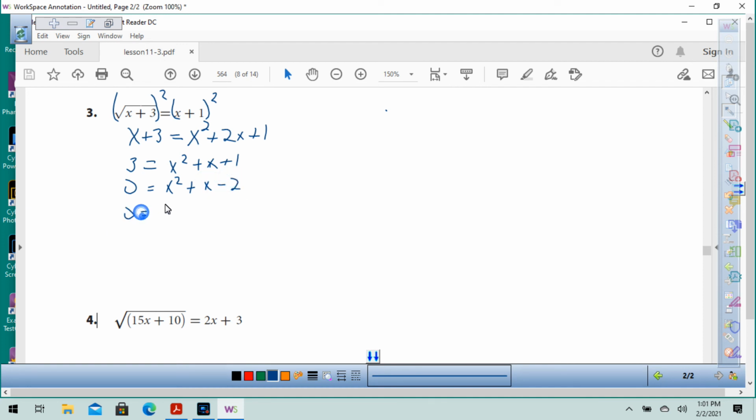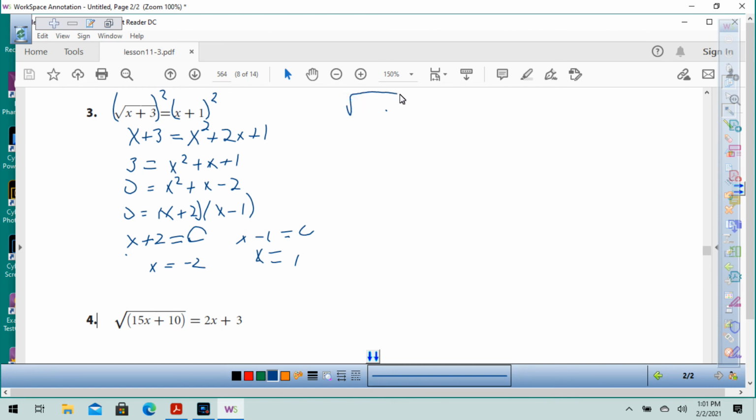Subtract 3 from both sides, we get 0 equals x squared plus x minus 2. If we factor that, that's going to give us x plus 2 times x minus 1. Set each of those equal to 0. So x plus 2 equals 0. Subtract 2 from both sides, and you get x equals negative 2. x minus 1 equals 0. Add 1 to both sides, and you get x equals 1.